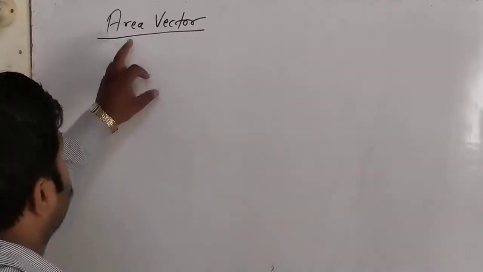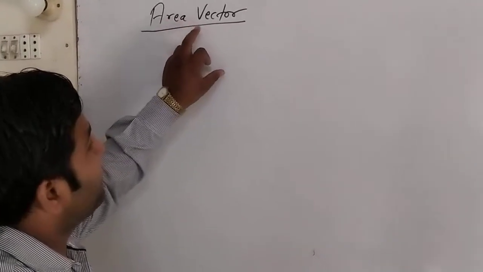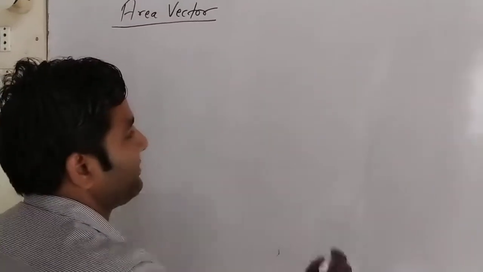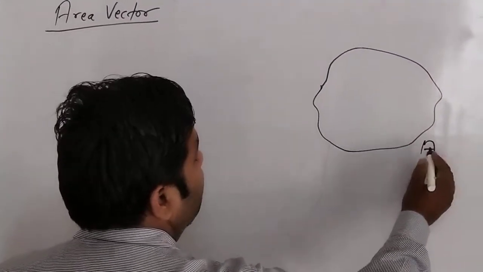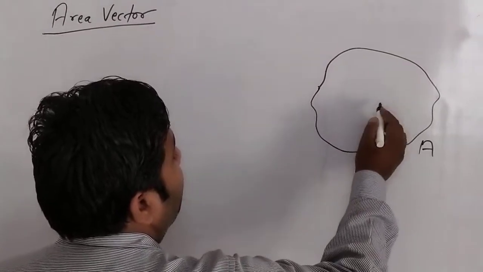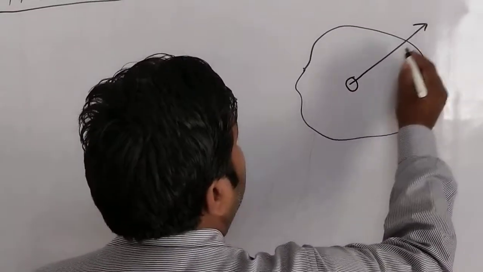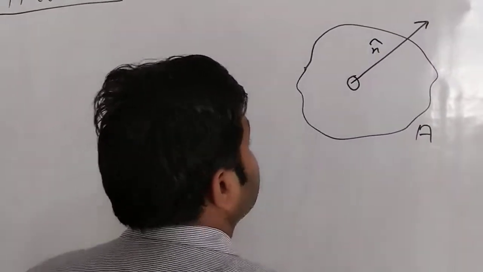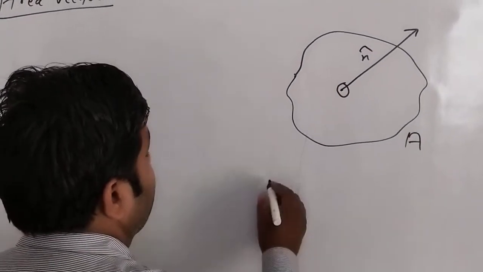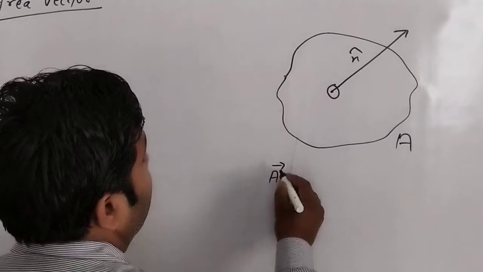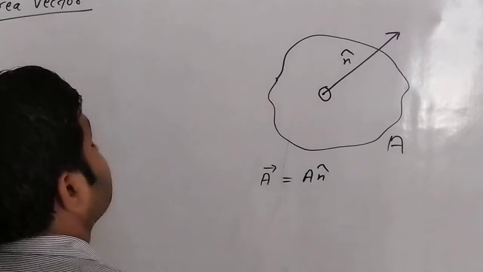Here, area taken separately is a scalar quantity. But when a unit vector is multiplied with the area, suppose this is the area, and this is the unit vector n multiplied with this area, then this becomes the area vector: A unit vector n cap.